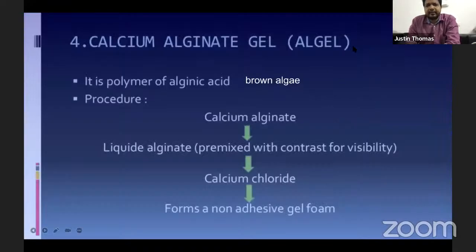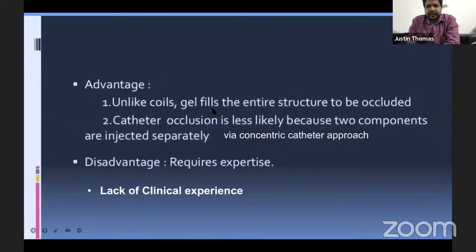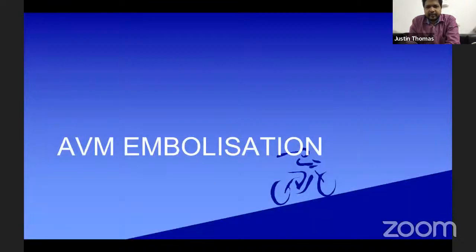Calcium alginate is a newer agent. It is a polymer of alginic acid. When mixed with calcium chloride, it forms a non-adhesive gel. So it can fill the entire structure, unlike the coils, and it won't occlude the catheter because it is concentrically injected. But there is a lack of clinical experience with calcium alginate, and it is not very much used.